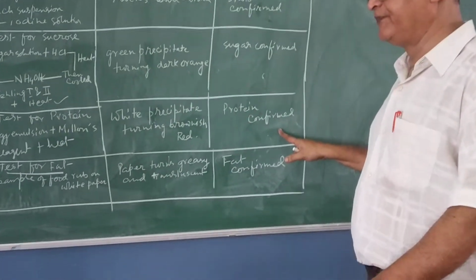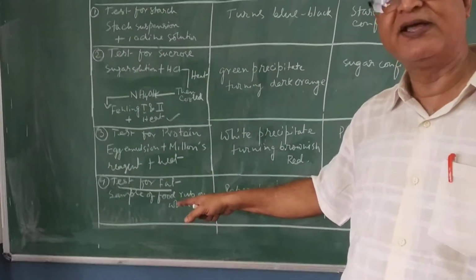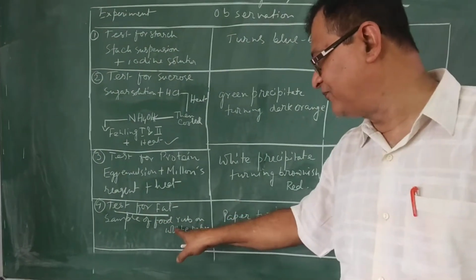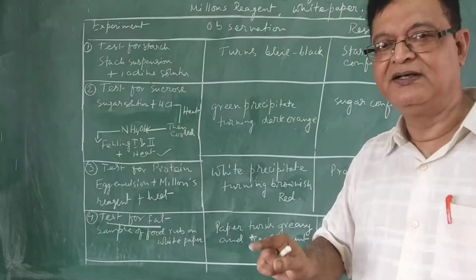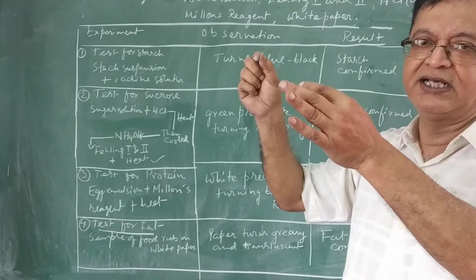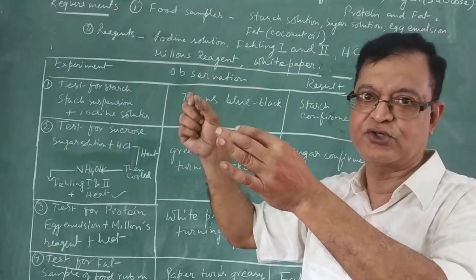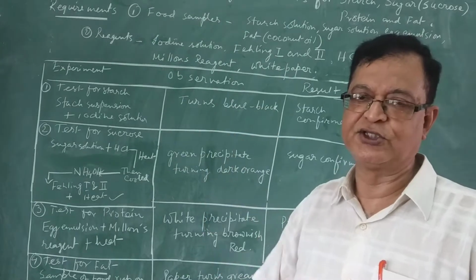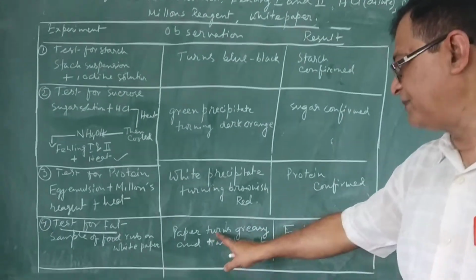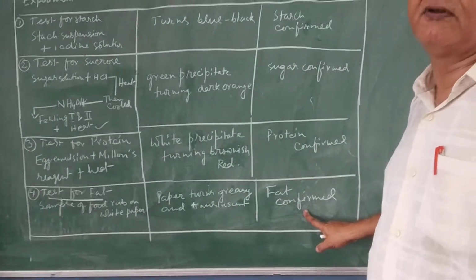Protein confirmed. Finally, the fat test is very easy. You can do it at home as well. Take a sample of food and rub it on a plain paper. You will see the paper turns greasy. Hold it in the sun or towards a light source. You will see the light is passing through it. It is translucent. Paper turns greasy and translucent. That is the confirmation of fat.